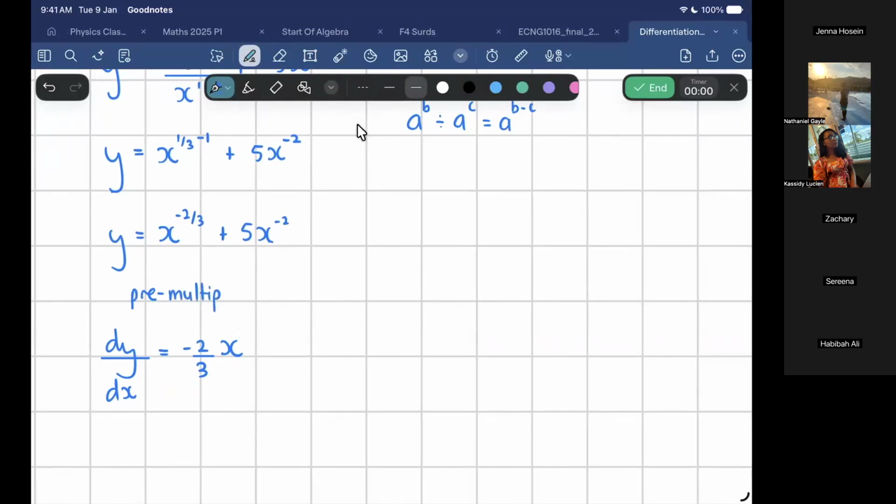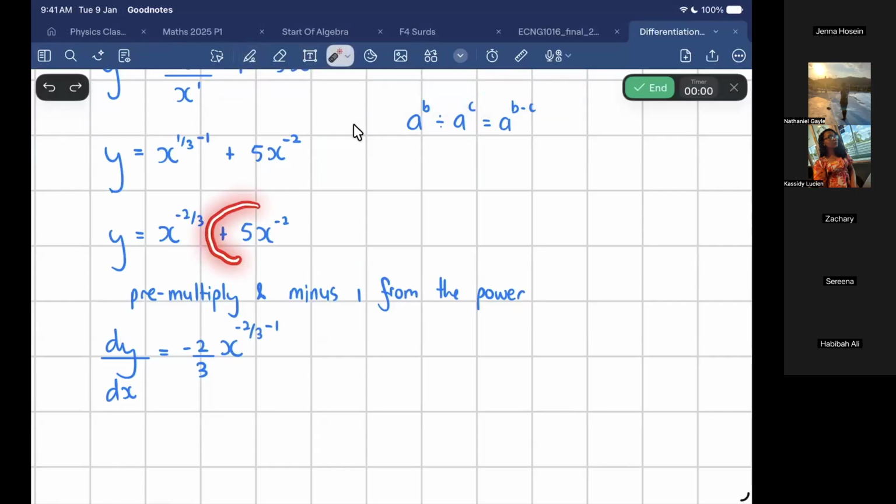Minus 5/3. Wait, so you're gonna pre-multiply and minus 1 from the power. Yeah. So I'm gonna do the full work in a bit, right? Since Habiba just joined. And over here now, you're seeing plus 5 x to the power negative 2. So you're gonna multiply that whole term by what? Minus 2. So you have positive 5 by minus 2.